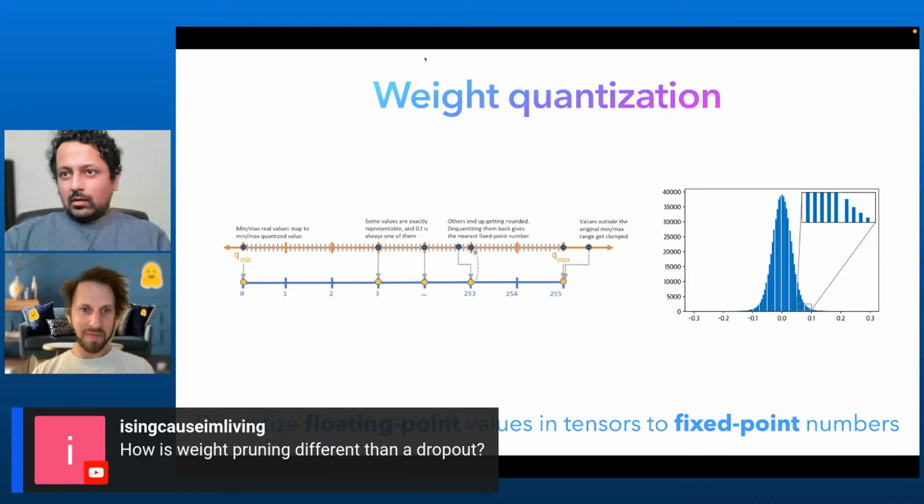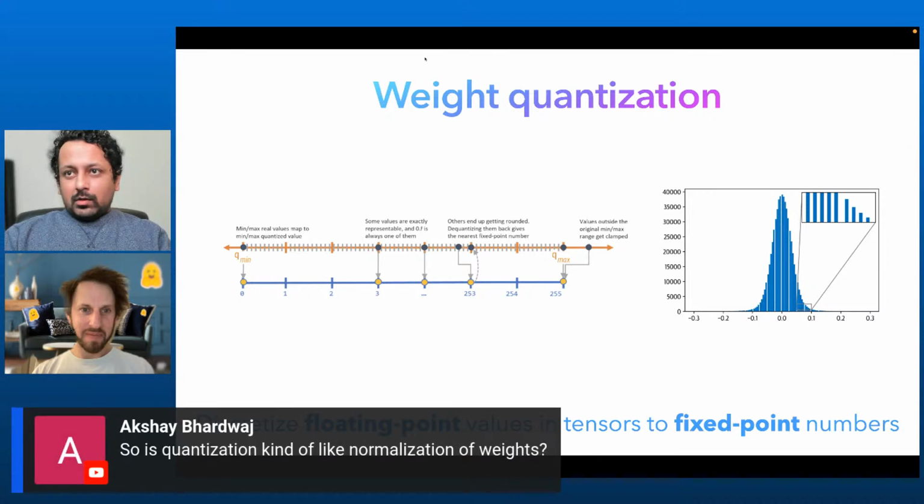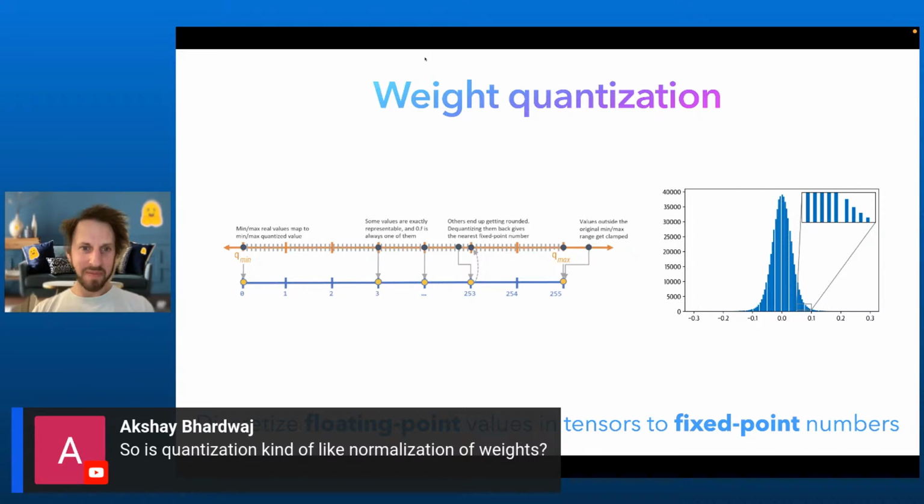Okay, let me see. So the question is: is quantization kind of like normalization of weights? I wouldn't put it in that way. Normalization of weights is when we know that the distribution of our weights lies in some interval, and then we might, for example, subtract the mean of that distribution and divide it by the standard deviation, or whatever type of thing we want to do. When we do that transformation, we're not fundamentally changing the precision of the numbers that we use. All of those numbers that we calculate, like the mean and the standard deviation, are derived from floating point values, typically 32 bits.